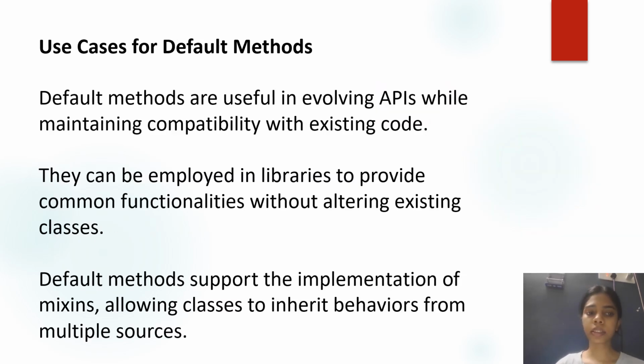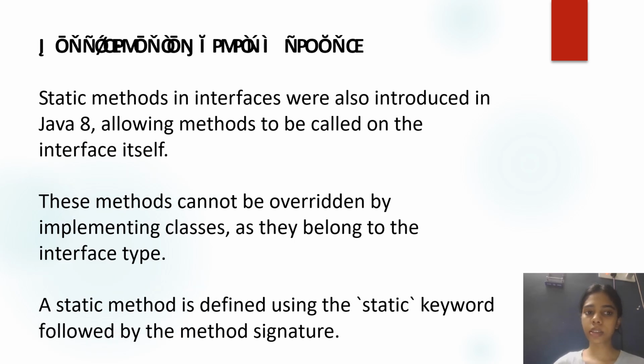Uses of default methods. Default methods are useful in evolving APIs while maintaining compatibility with existing code. They can be employed in libraries to provide common functionalities without altering existing classes. Default methods support the implementation of mixins, allowing classes to inherit behaviors from multiple sources.